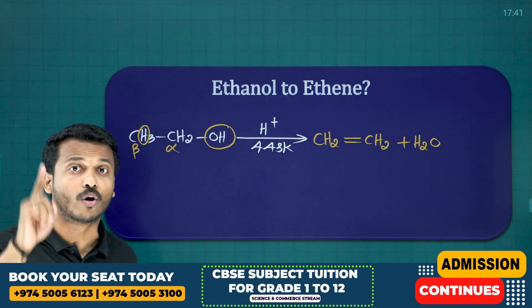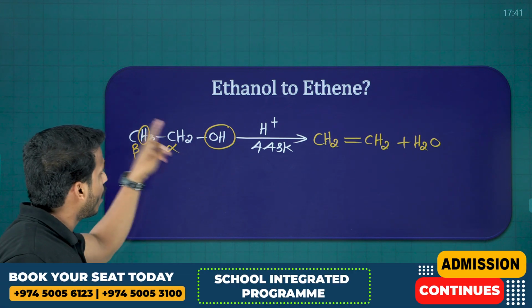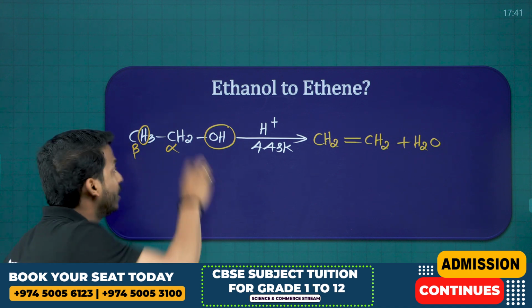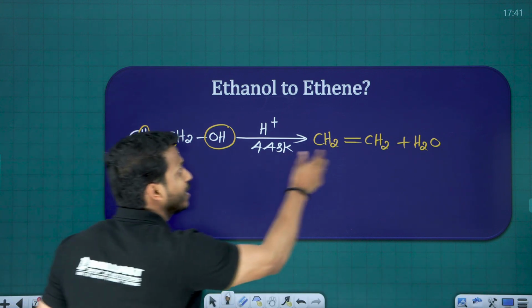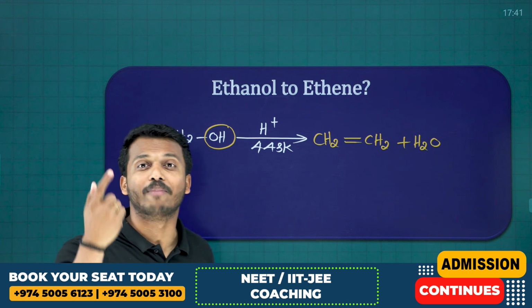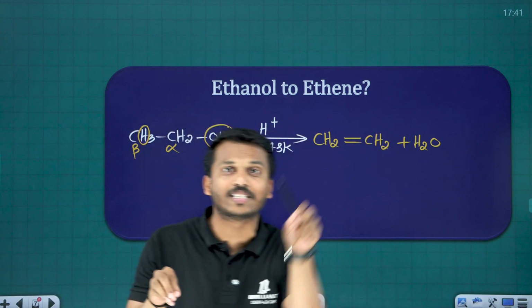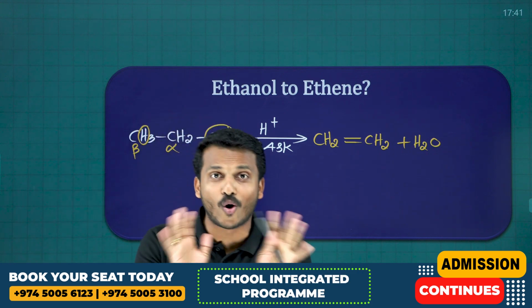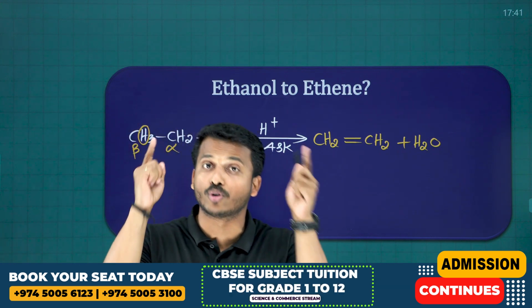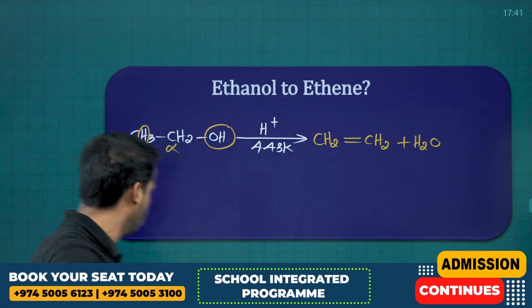Remember the temperature, 443 Kelvin if it is a primary alcohol. How do you remove water from this? Take OH from alpha, take hydrogen from beta, and get a double bond between alpha and beta. But we have to write the mechanism. Mechanism doesn't mean just taking OH from alpha and hydrogen from beta to get an alkene. Mechanism means that by the movement of electrons, we have to show how the reaction is happening and how the product is forming. Let's do that.